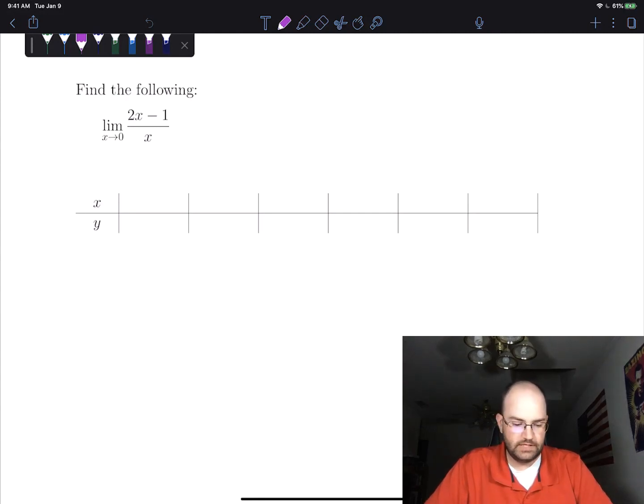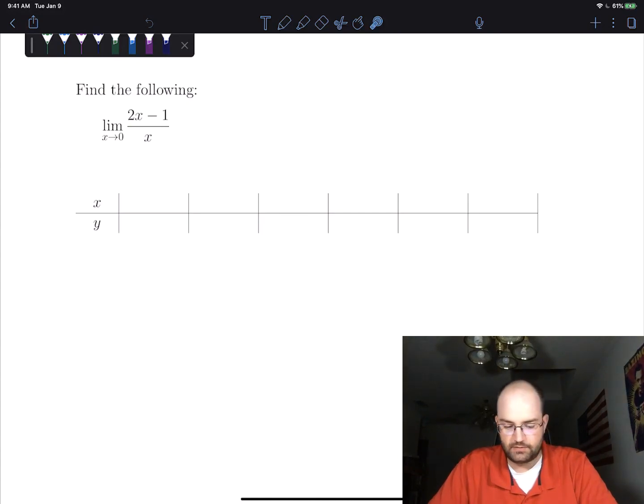Hello. In this video, we want to find the limit as x approaches 0 of (2x minus 1) over x. Now, notice that if I plug in 0 into the denominator, we get 0. If I plug in 0 in the numerator, I get negative 1. So this isn't a 0 over 0 situation. This is a negative 1 over 0 situation. So the limit here just won't exist.